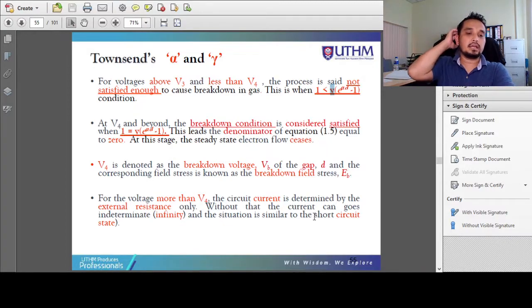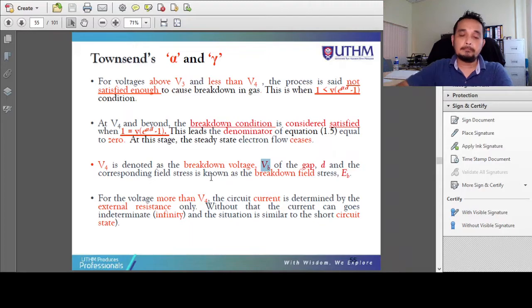At voltage V4, the voltage at the initiation of region 4, this is what is termed the breakdown voltage, VB. That is where the breakdown in the gas occurred, and we classify it as VB.